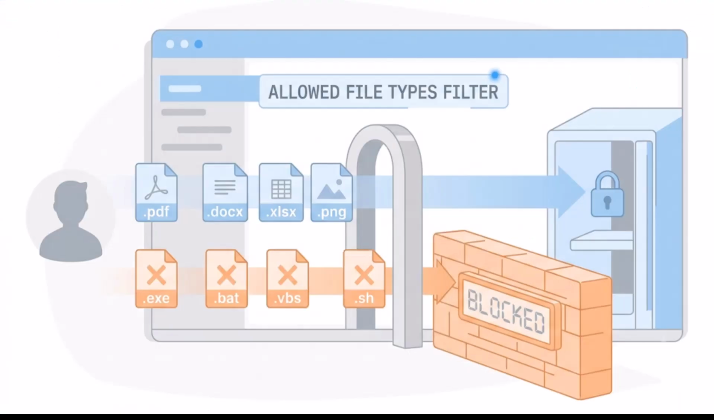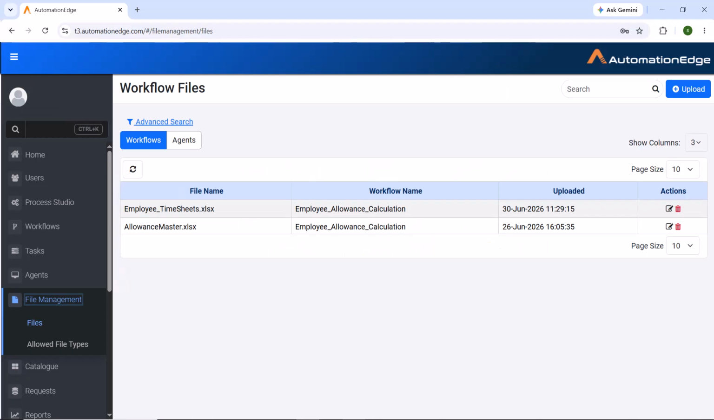Now let's look at allowed file types. By default, most file types can be uploaded to the AutomationEdge server. Allowed file types changes that. Only extensions you explicitly approve can be uploaded. This helps prevent potentially harmful files, like executables or scripts, from entering your environment. Here's how to configure it.